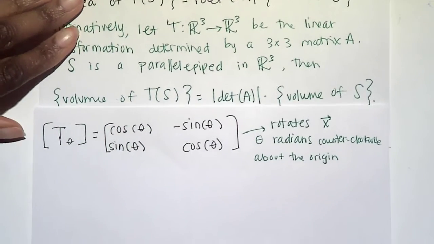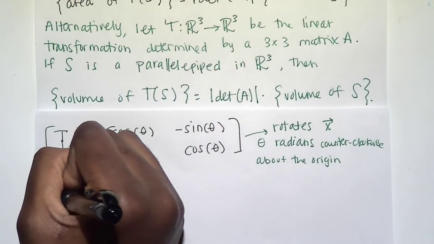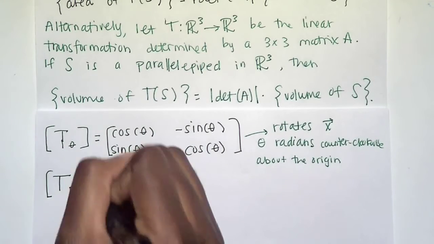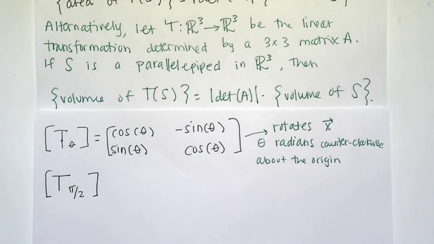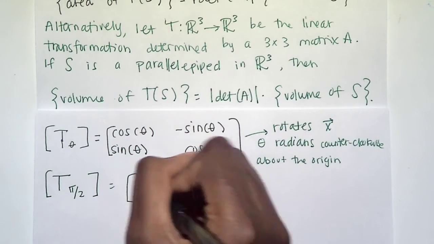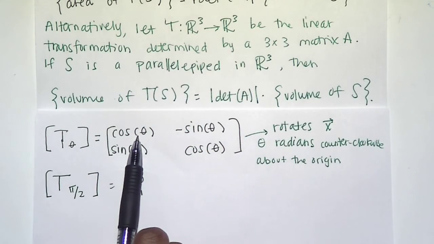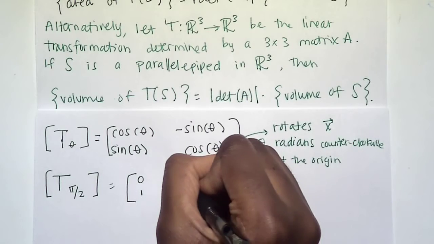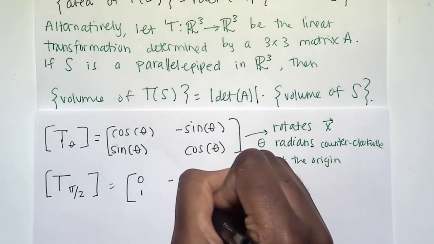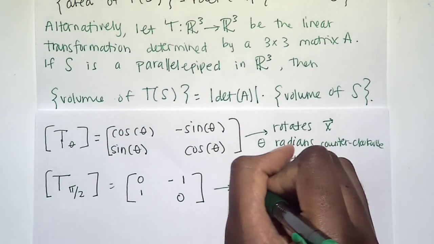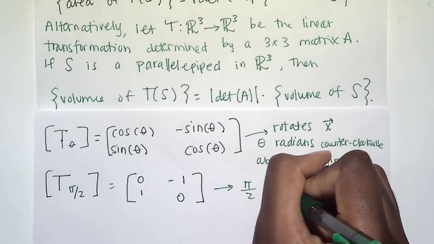All right, so for example, let's say our theta was pi over 2, so a 90-degree rotation. We get 0, 1. Cosine of pi over 2 is 0, sine of pi over 2 is 1, so this is going to be -1, and this is 0. And so this is a pi over 2 rotation.